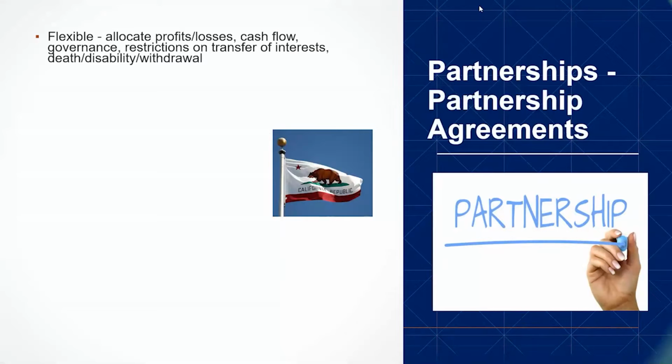Partnership agreements are really important to flesh out the liability, governance, and other aspects of running the business. It allows you to allocate profits and losses and cash flow. It allows you to restrict the transfer of the interests, and it deals with such situations as retirement or death or disability or the withdrawal of a partner. Without an agreement, you're subject to the statute in the state in which you operate.